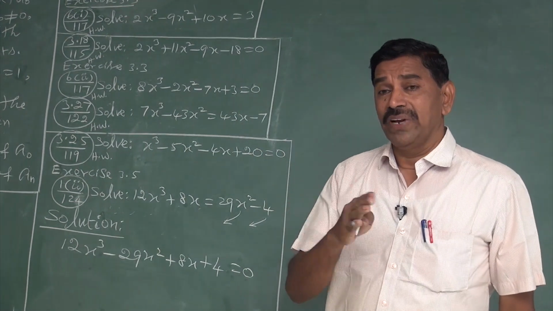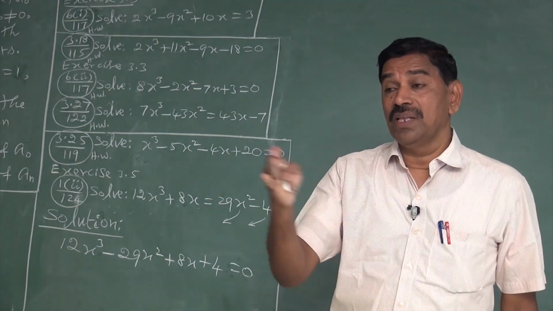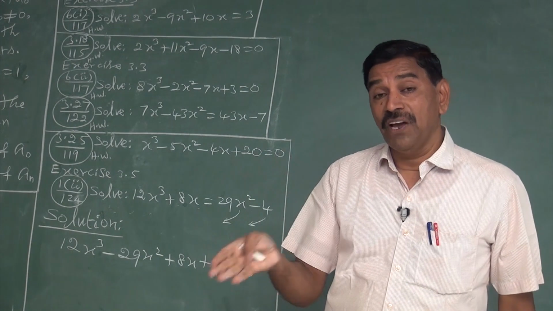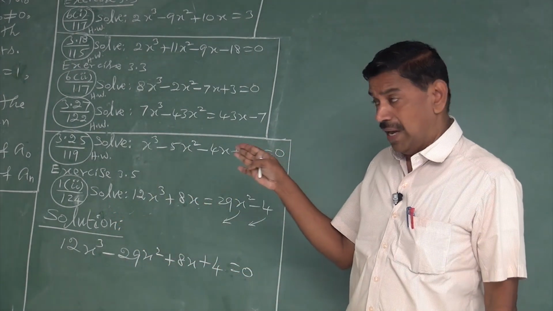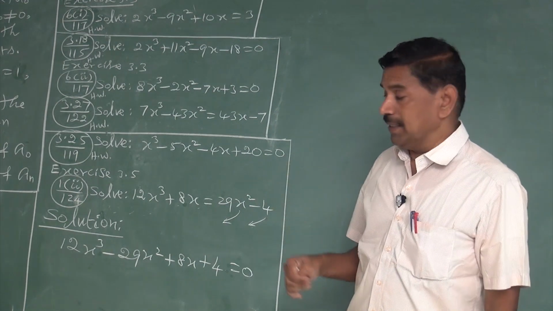It goes on. For example, P of 3 equal to 0, therefore x equal to 3 is a root. P of minus 3 equal to 0, therefore x equal to minus 3 is a root, and so on. So it is a technique.